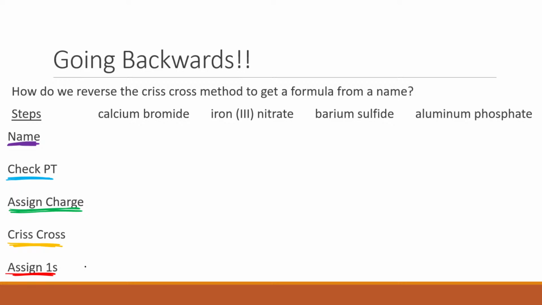But some of these are not going to stay the same. Right? We're not going to get our name. We already have our name. And so we're going to readjust some of these steps. We're going to change them up to make it easier to follow to go from name to formula. So the steps that we're actually going to use are going to be these steps. There's actually only 3.